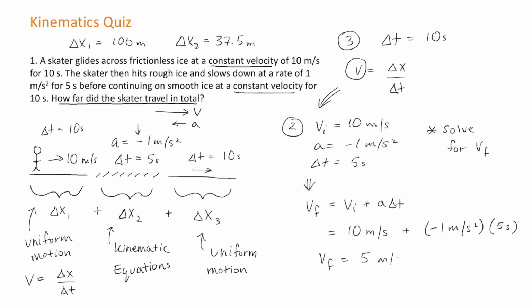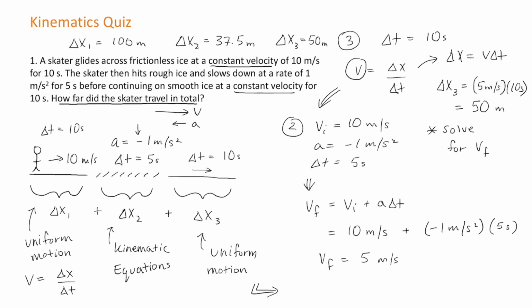And what we find is that the final velocity when the skater leaves the rough ice is 5 meters per second. With that, we can rearrange our v = Δx/Δt equation to isolate for Δx. All we have to do is plug in our values, and what we find is that the change in position is equal to 50 meters.